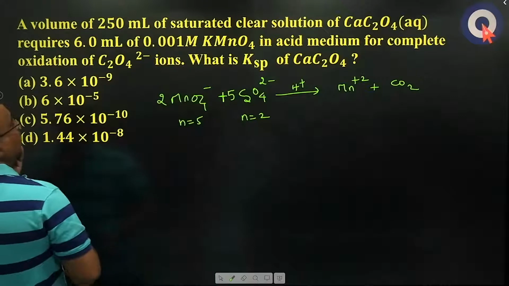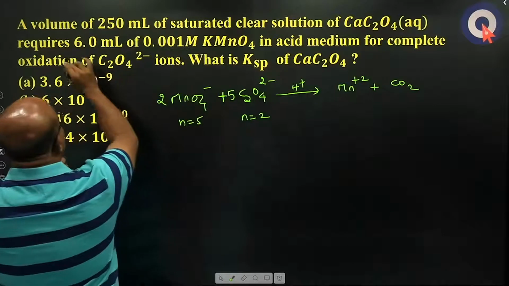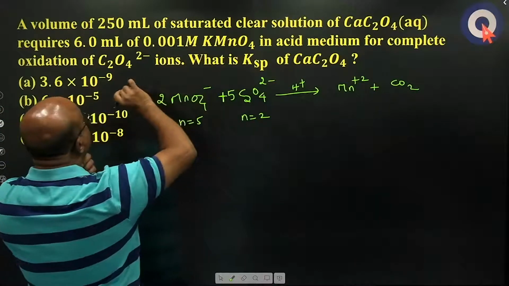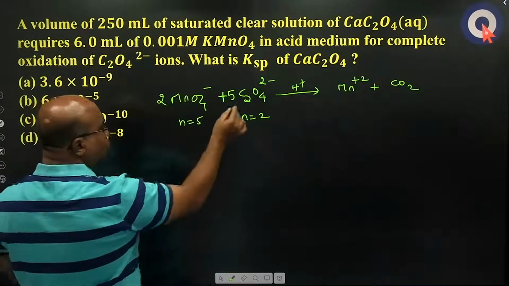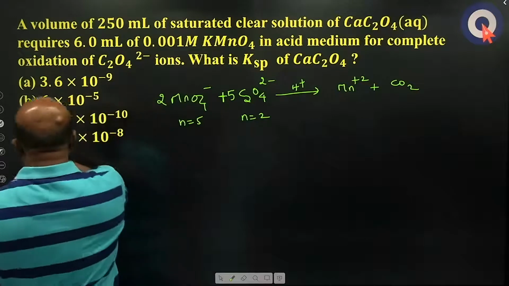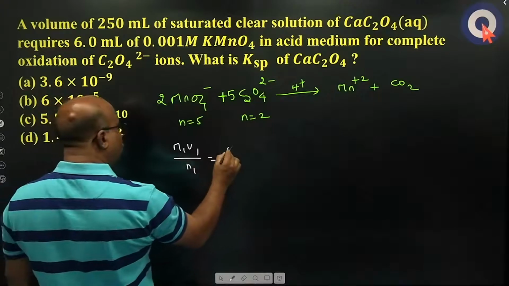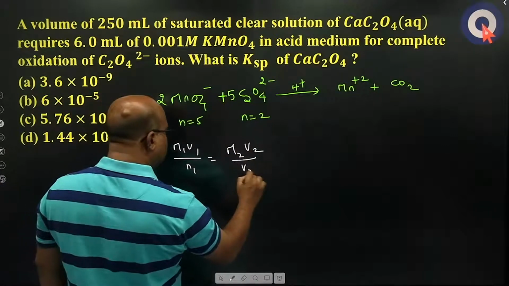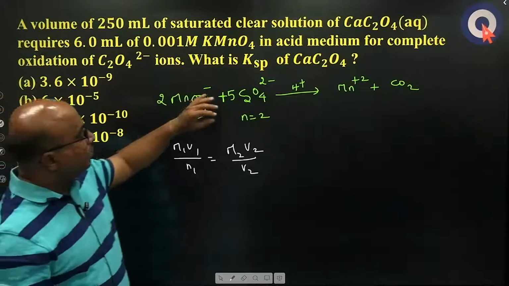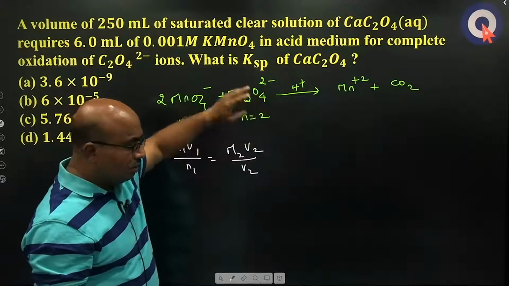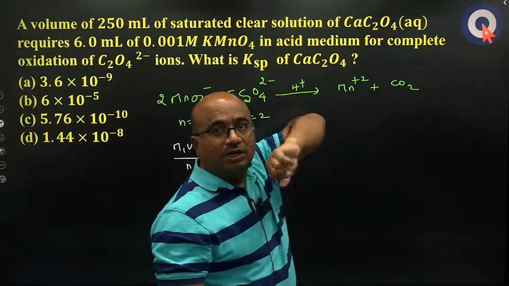Now what is given for us? The 250 ml of saturated solution we have taken, with some oxalate concentration, requires 6 ml of this 0.001 M KMnO4 in acidic medium. So we can use the molarity relation directly, M1V1 by N1 equal to M2V2 by N2, which means we can determine the concentration of oxalate ion. If we know the oxalate ion concentration, the calcium ion concentration will be the same, because it is a clear saturated solution.